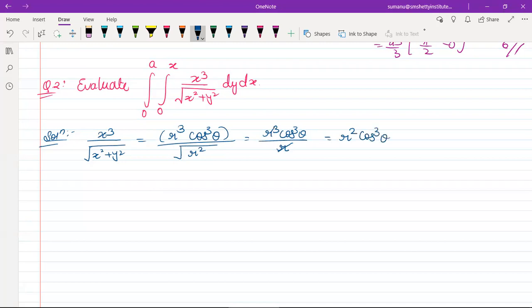Understood? Yes ma'am. Ma'am, what about this? So if there is r dr d theta, then it will be r cube cos cube theta in conclusion, since dy dx is equal to r dr d theta. Yes, dy dx will be r times d theta. So it is r dr d theta. Okay.